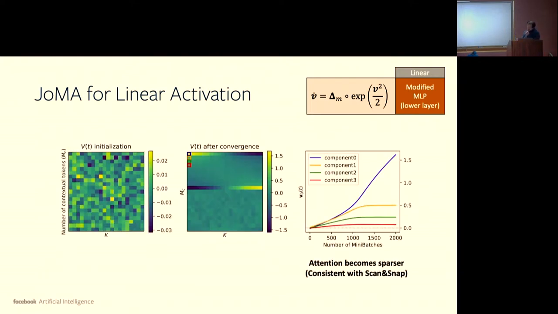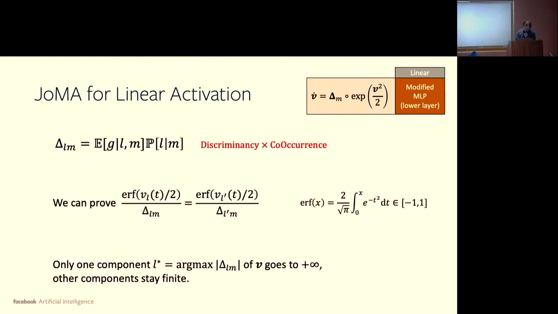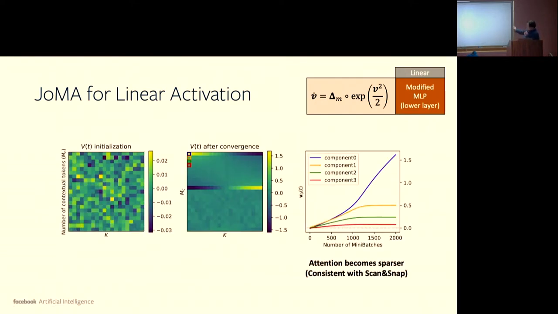The prediction basically says that attention will become sparser. It's consistent with Scan and Snap, and the component that has the highest token discrepancy times co-occurrence. This is a term. If the term is highest in terms of magnitude, then you're going to see its curve go the fastest compared to other curves, which will saturate. So it's consistent with Scan and Snap.